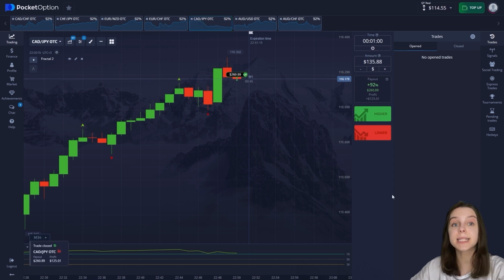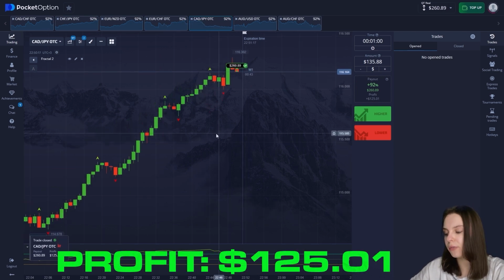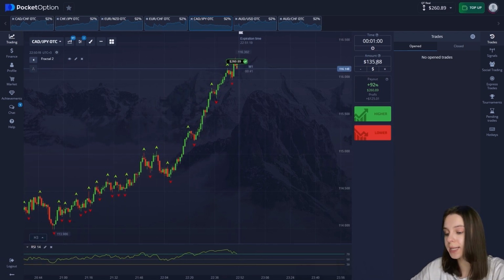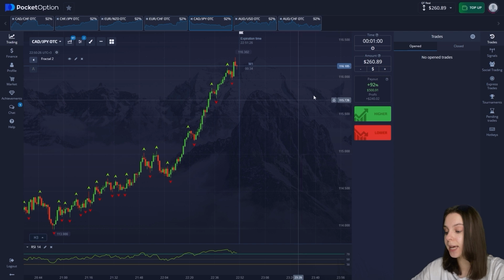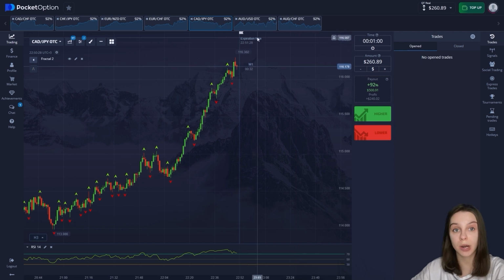This currency pair is excellent. We also have a positive advantage here. We instantly increase the amount of our transaction to the size of $260.89 and immediately move on to the next currency pair.